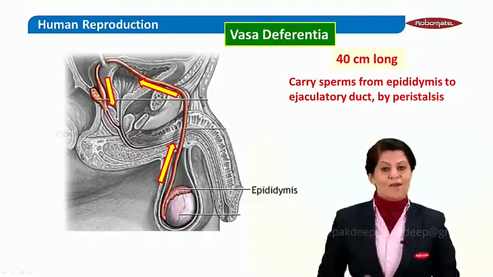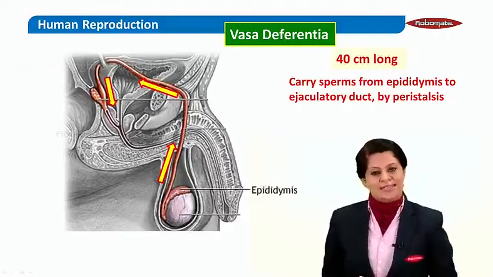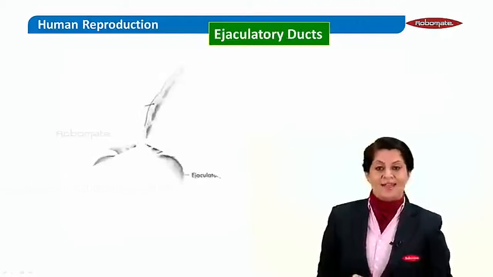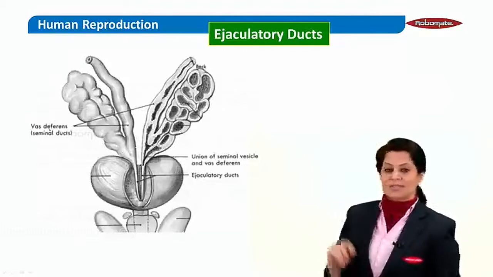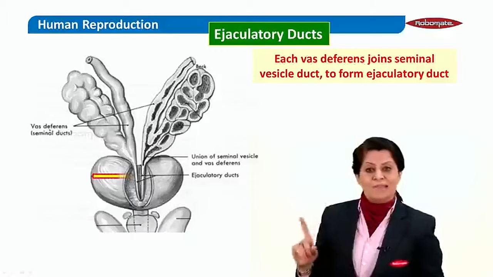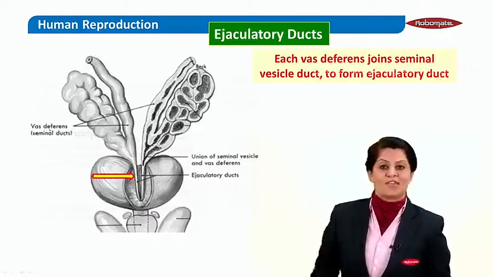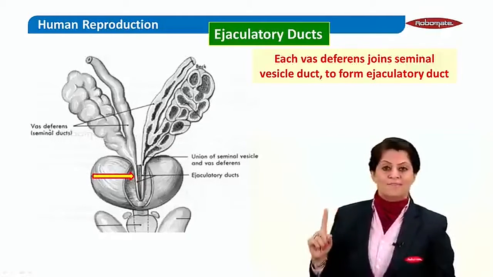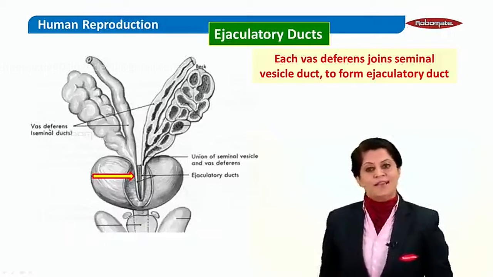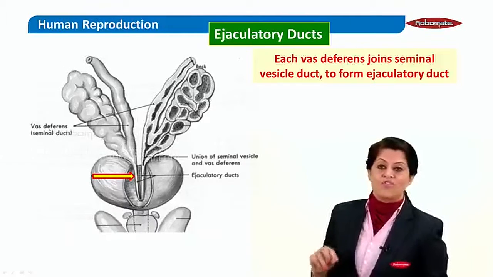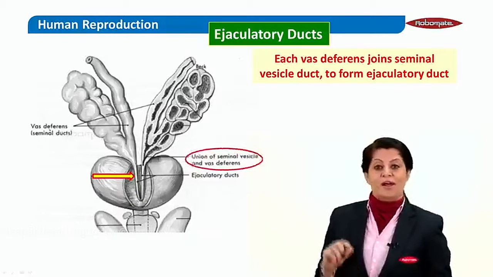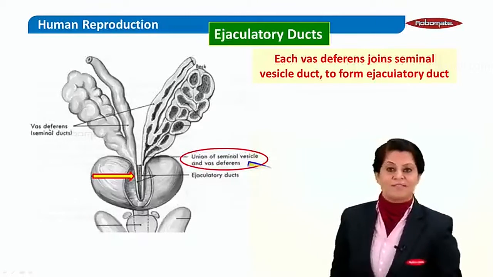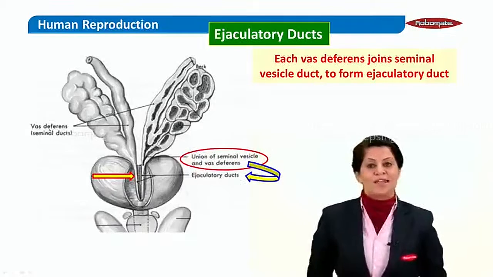Now, talking about ejaculatory duct, let's see what exactly is the ejaculatory duct. Now observe this picture in here, students. In here, the part you see pointed by the arrow, that's ejaculatory duct. And how was it formed? We just talked about it. Vas deferens joins with the seminal vesicle duct to form ejaculatory duct. Now another way to say that is union of seminal vesicle and vas deferens forms the ejaculatory duct.